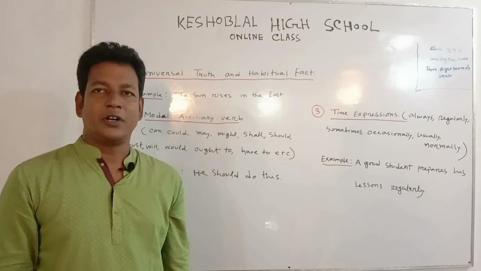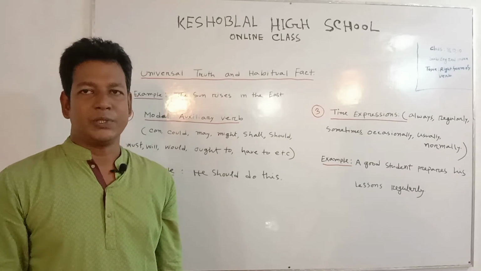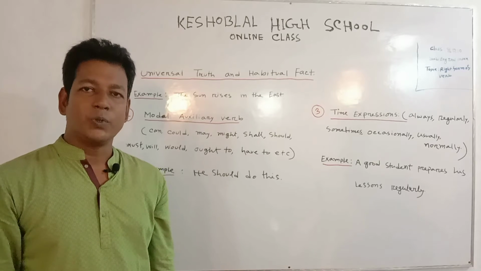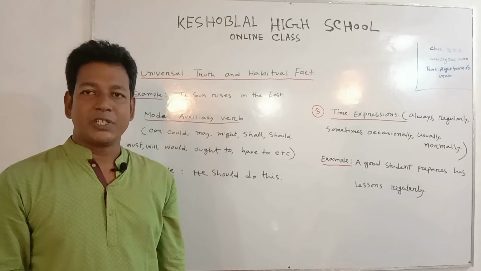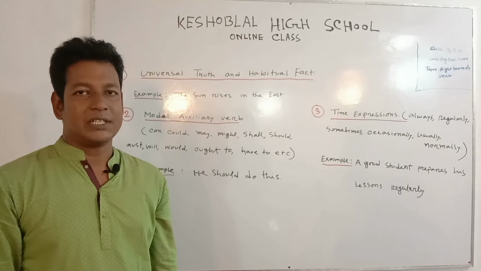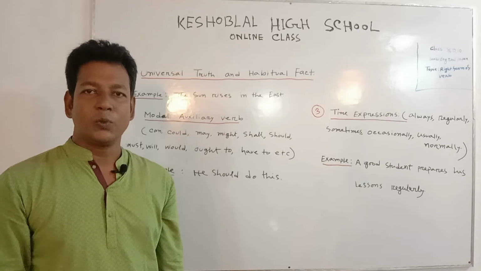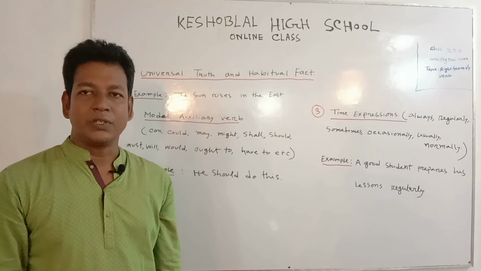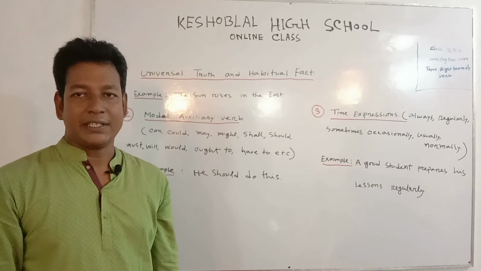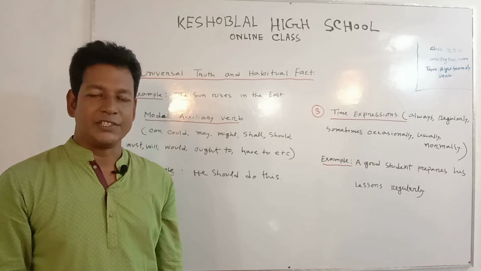Let's see the example. The example: the sun rises in the east. This is a most common universal truth sentence. In this case, what have we done? The subject of the sentence is the sun, which is third person singular number, and for that reason the s has been added at the end of the verb rise.